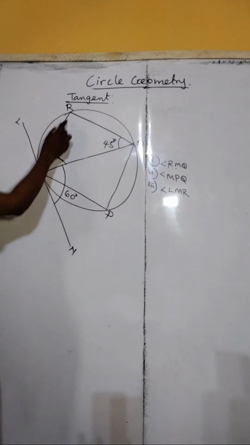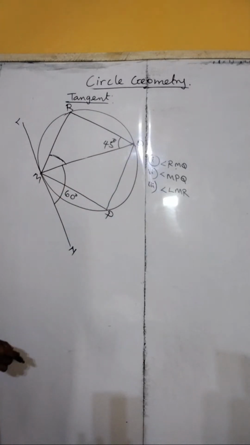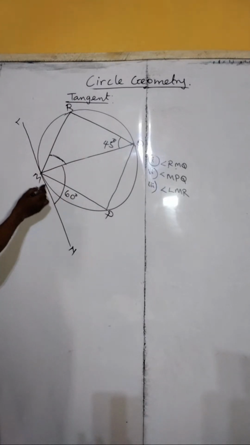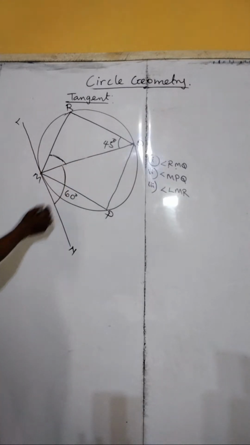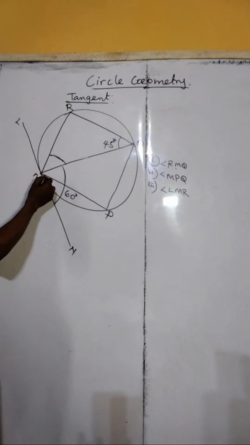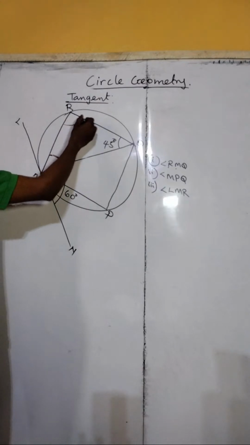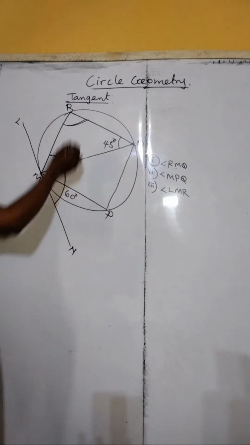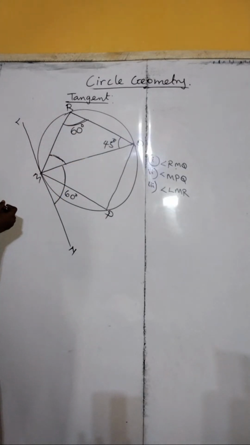That's angle RMQ. But from what we have here, this is the angle given from here, and this is the angle between this chord and this tangent. So when we look at it, the angle between chord MQ and this tangent is 60. So this angle here too will be 60, because that's angle in the alternate segment. So this is 60 degrees here. Okay? Angle in alternate segment.